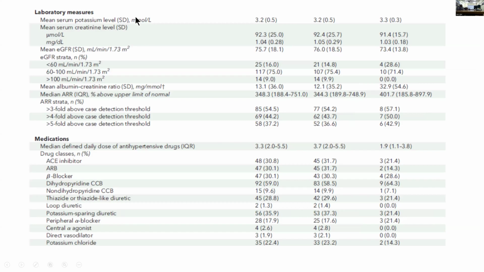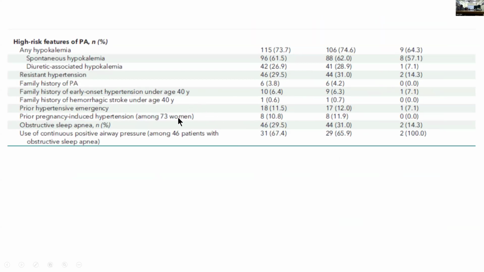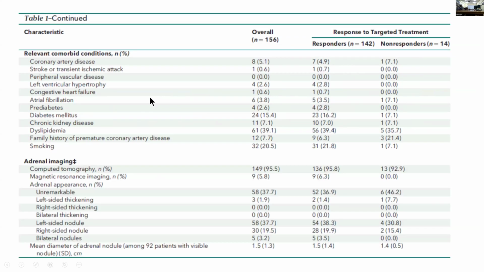So they have given details on what was the potassium and renal parameters, and urine proteinuria. They have also defined the aldosterone renin ratio and all the drugs the patients were on. They also identified people who had high risk of primary hyperaldosteronism, and they have reported the comorbidities and what the imaging findings were.